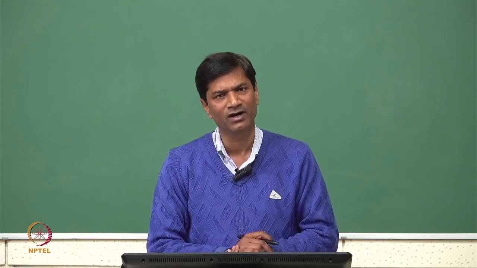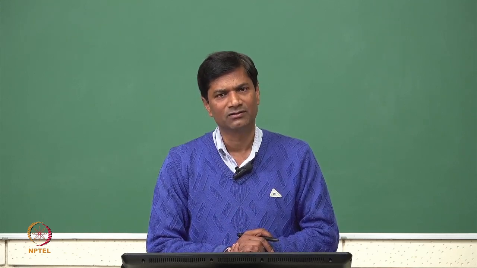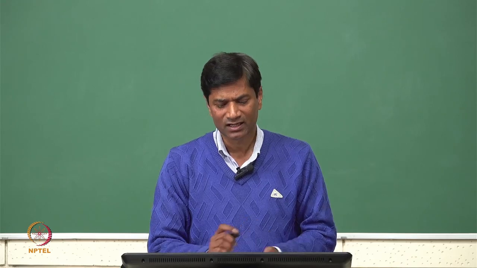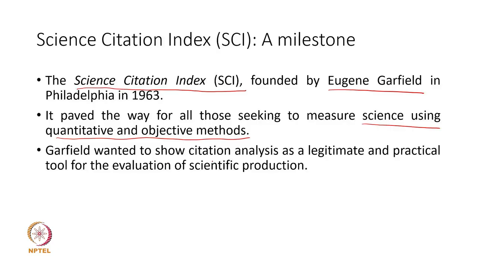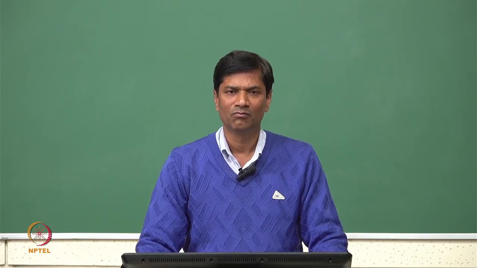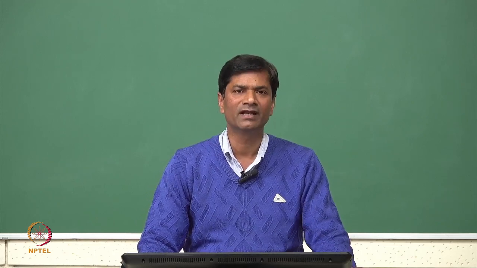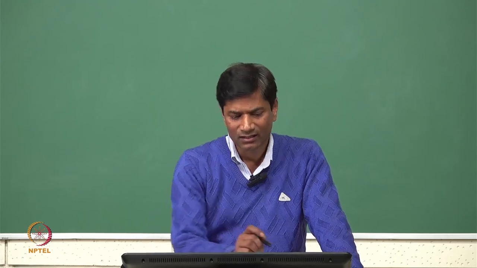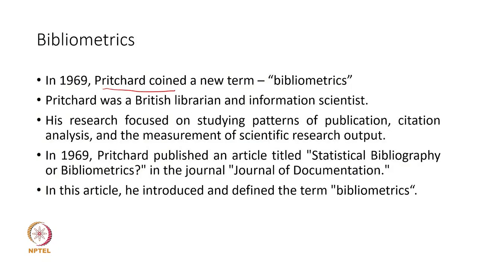When Eugene Garfield founded this in 1963, his aim was to use citation analysis as a legitimate and practical tool for the evaluation of scientific productivity. And this was the most important step that happened in science communication. Then in 1969, Pritchard coined the term bibliometrics.